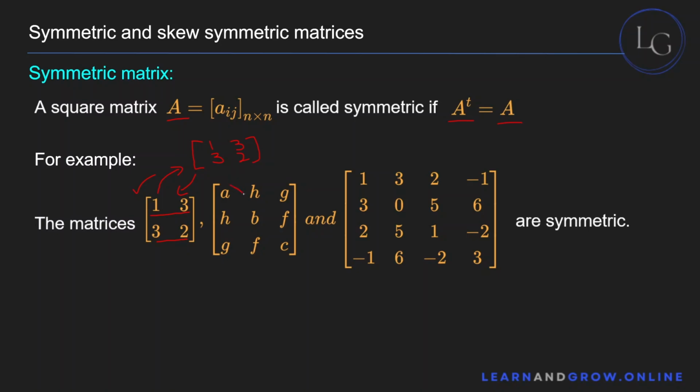You just outline the principal diagonal. Elements in the principal diagonal we are not concerned with, because if you take the transpose of a matrix, the elements in the principal diagonal will remain in the same positions. But the elements outside of the principal diagonal, basically this element and this element must be the same, this element and this element must be the same, this element and this element must be the same for it.